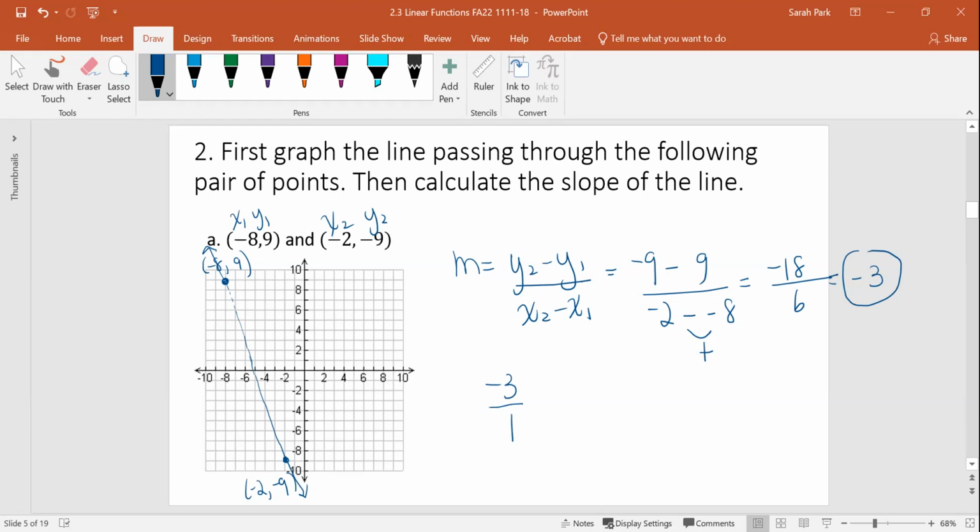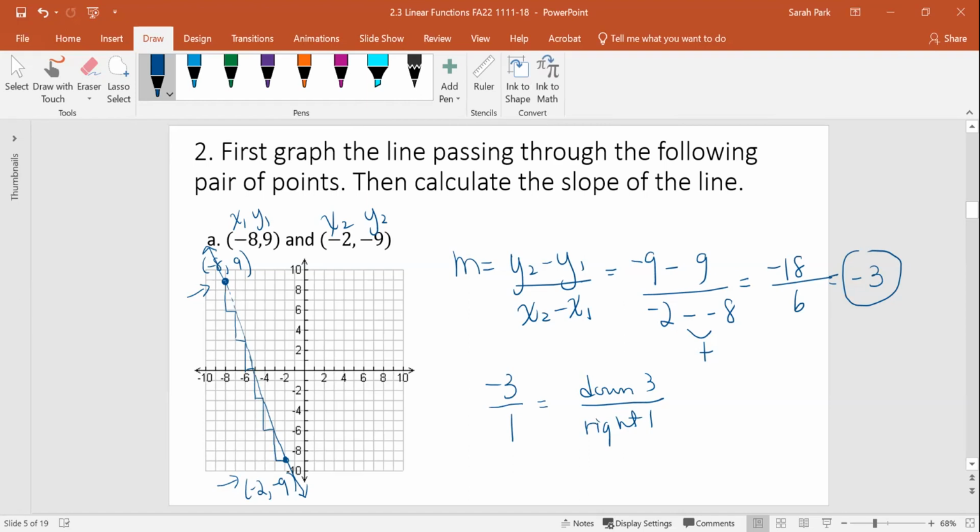So this tells me from the first point, (-8, 9), to the second point, (-2, -9), we would have to go down 3 because of that negative sign, and to the right 1 each time. So those are our steps. If you look here, we go down 3 over 1, down 3 over 1, and this pattern repeats all throughout this linear graph, down 3 over 1. And so there's our slope.